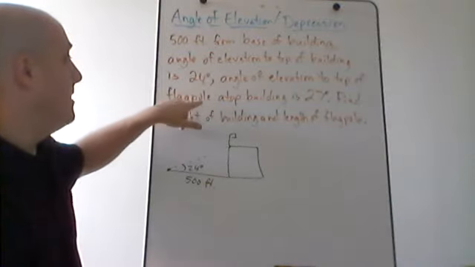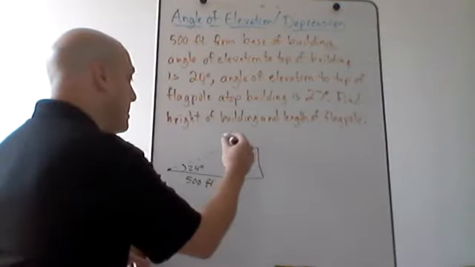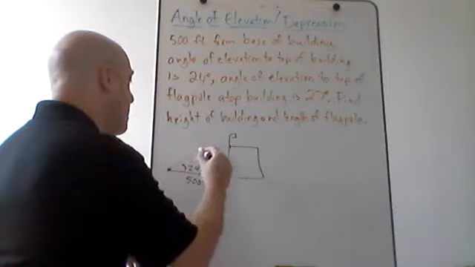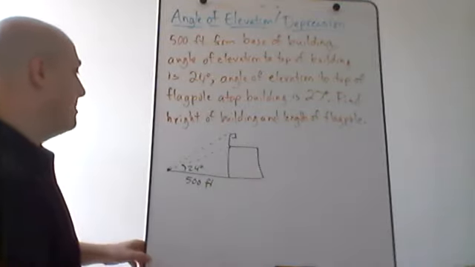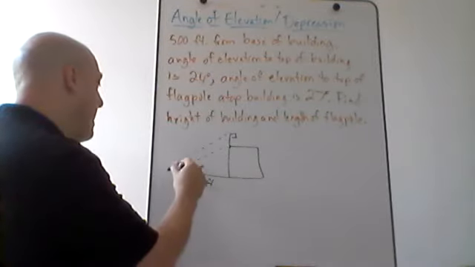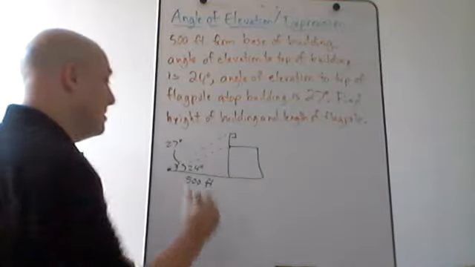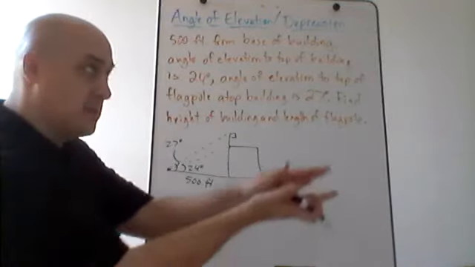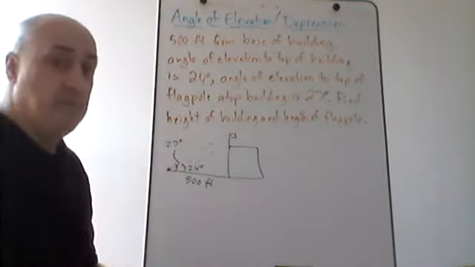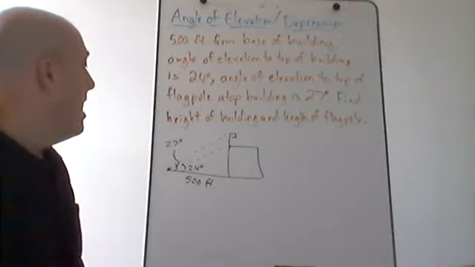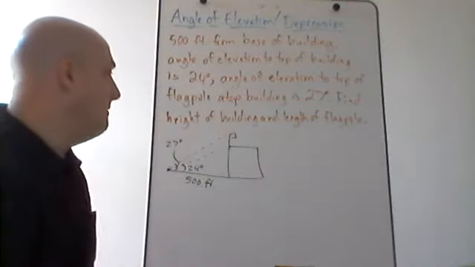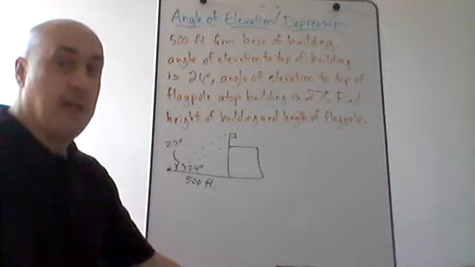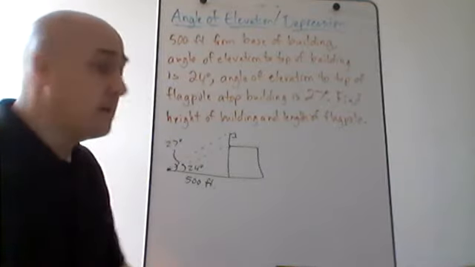The angle of elevation to the flagpole on top of the building is 27 degrees. So if I'm looking at the top of the flagpole that's on top of the building, that angle is going to be 27 degrees, which makes sense. It's a little bit bigger because I have to look a little bit higher to see the top of the flagpole. And we want to use that information to find the height of the building and the length of the flagpole. Awesome, sounds like a good time.